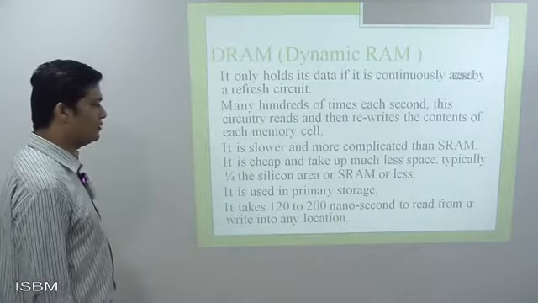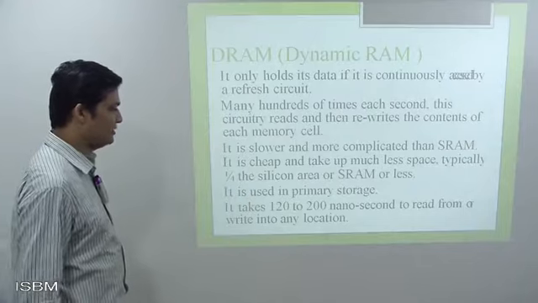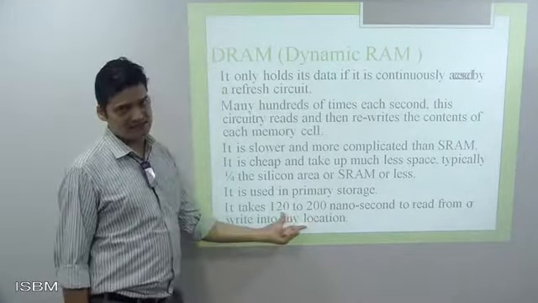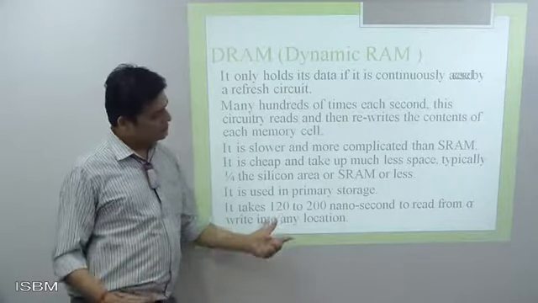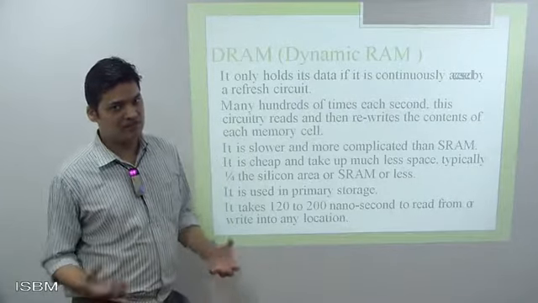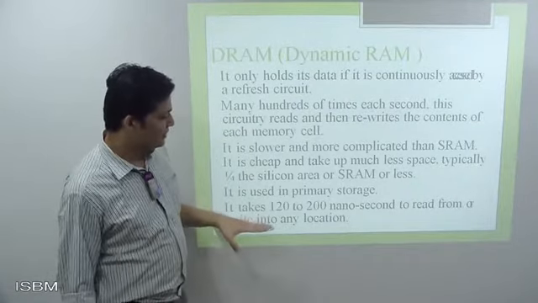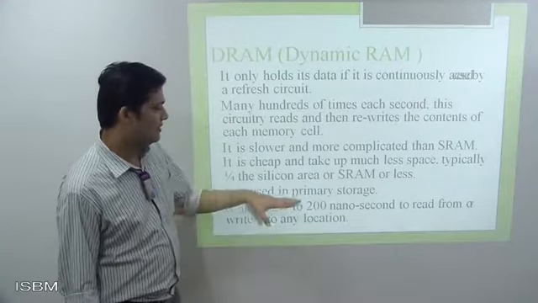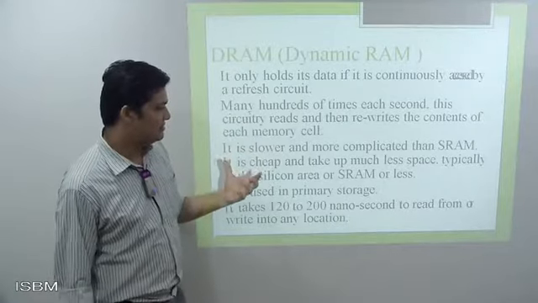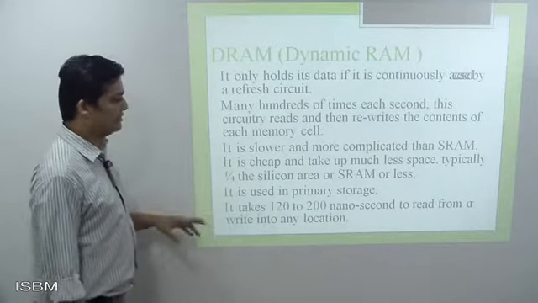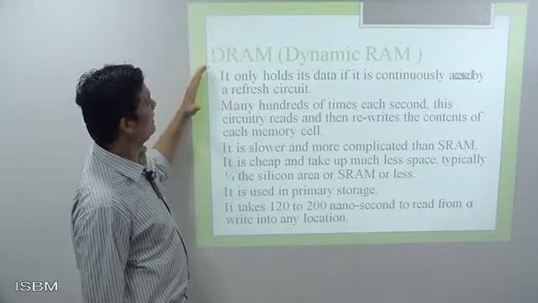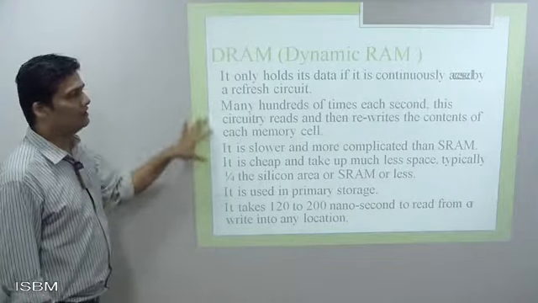It takes 120 to 200 nanoseconds to read from or write into any location. So you can see the time is very much less. You cannot calculate 120 to 200 nanoseconds. A nanosecond is a very tiny amount of time. So you can understand the timing is very short, and it requires very little area as compared to the SRAM, only 1/4 of the area of the SRAM. So these are the functionalities of the dynamic RAM.